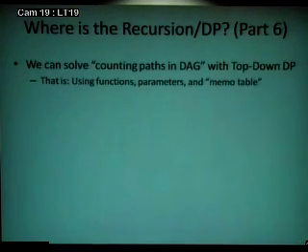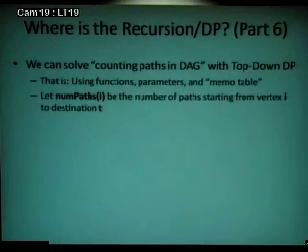However, we can also write the same solution in a recursive manner. And with this example, I want to show you the difference between bottom up and top down. Just the one comparison between those two. So we can also solve the counting paths problem in a DAG with recursion, with top-down DP, recursion with a memo table.